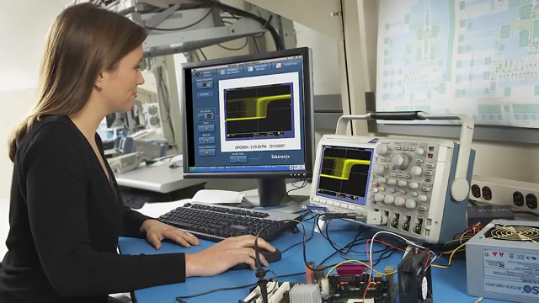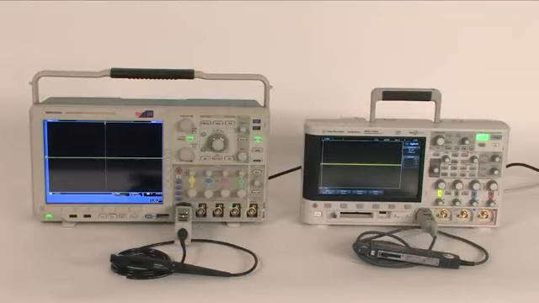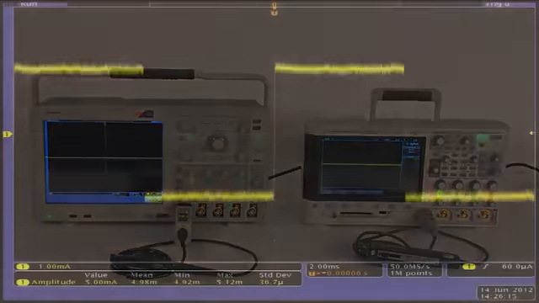The drive to deliver power solutions at ever greater efficiencies has increased the need for measurement accuracy. Today, we are going to look at two oscilloscopes, a Tektronix MSO 4104B and an Agilent MSO X 3104A. We will examine where you are likely to encounter power measurement errors and demonstrate the superior performance of the Tektronix MSO 4104B in helping prevent you from making those errors.